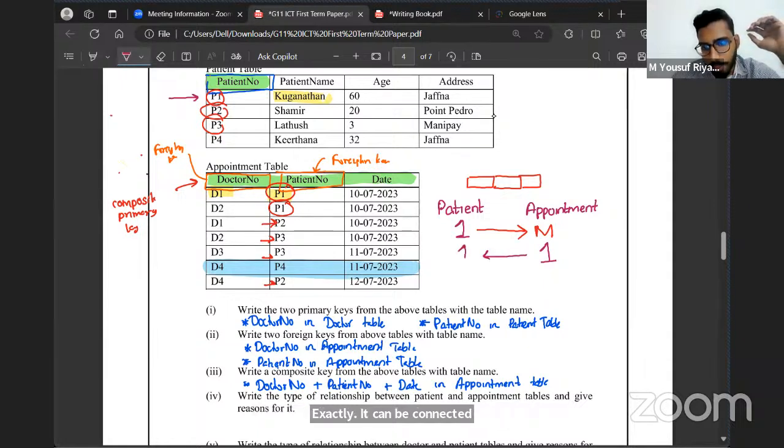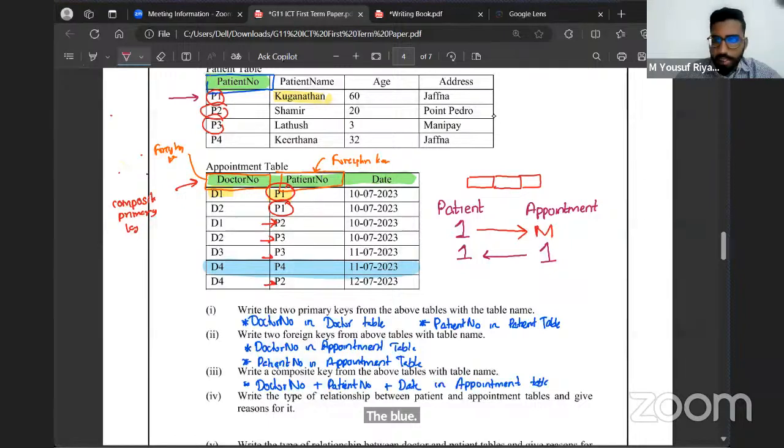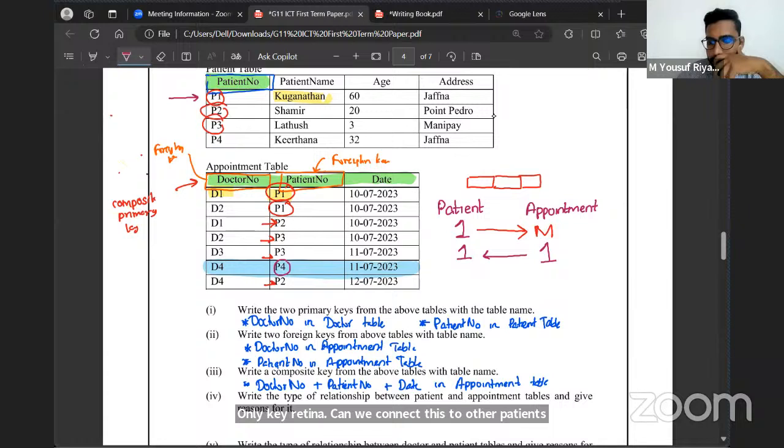Who is that one patient it can be connected to? What is the name of that patient? The blue highlighted one? It's exactly Kirtana. It's P4 here, so this can be connected to only Kirtana. Can we connect this to other patients apart from Kirtana as per the given data? No, it's relevant only to Kirtana.